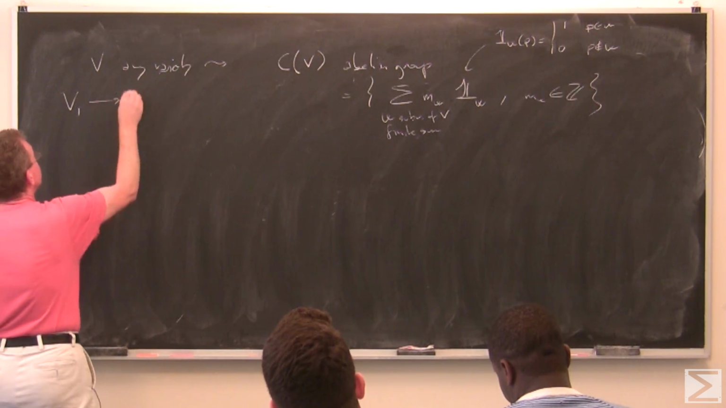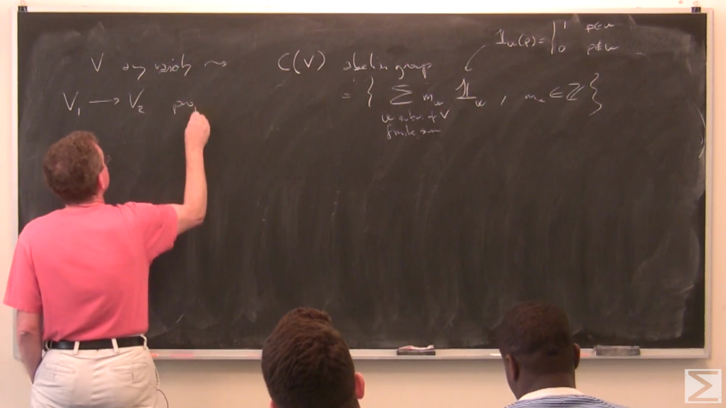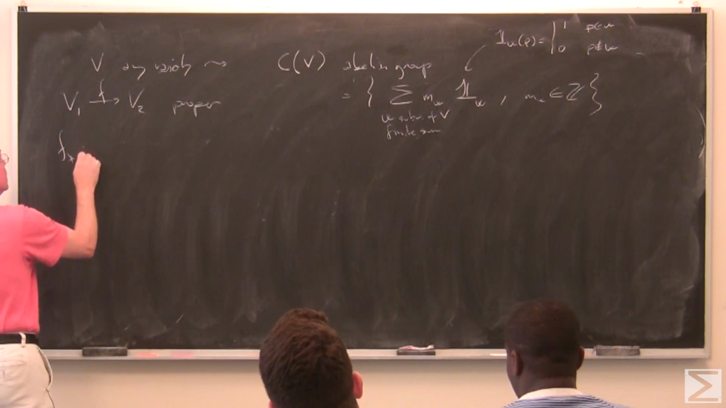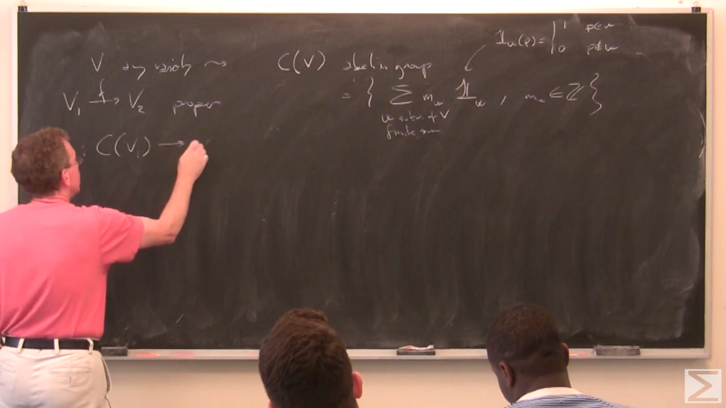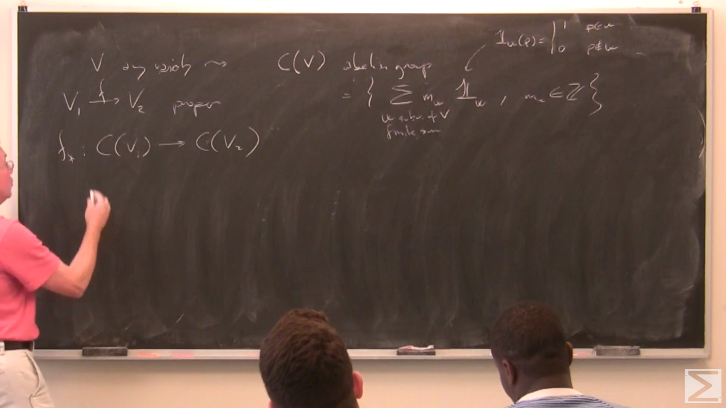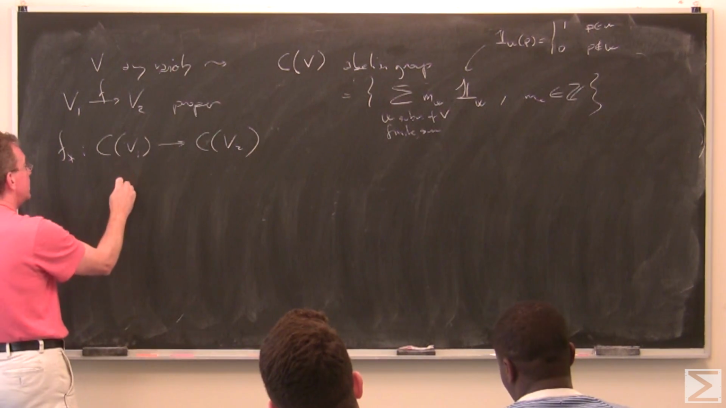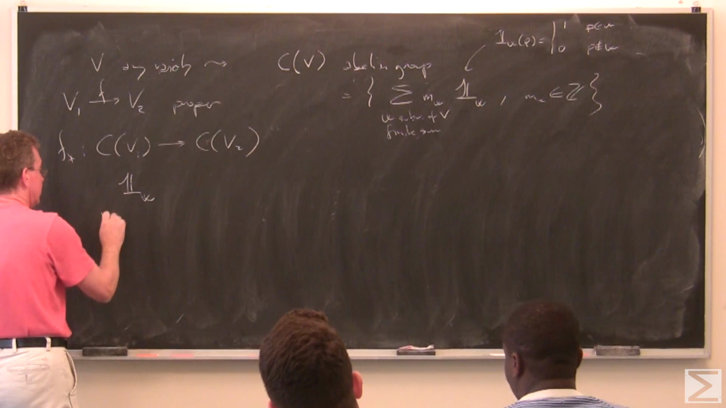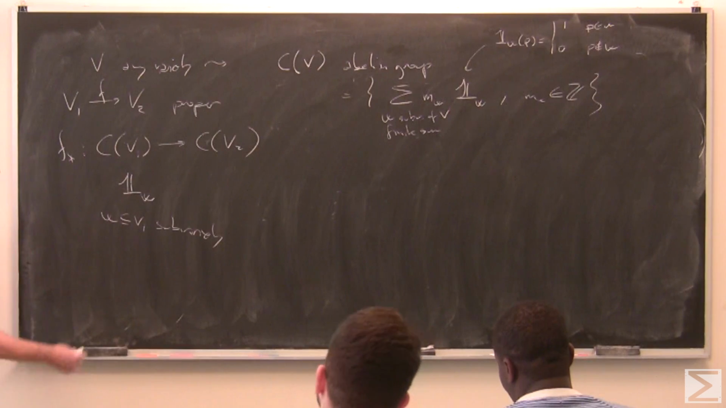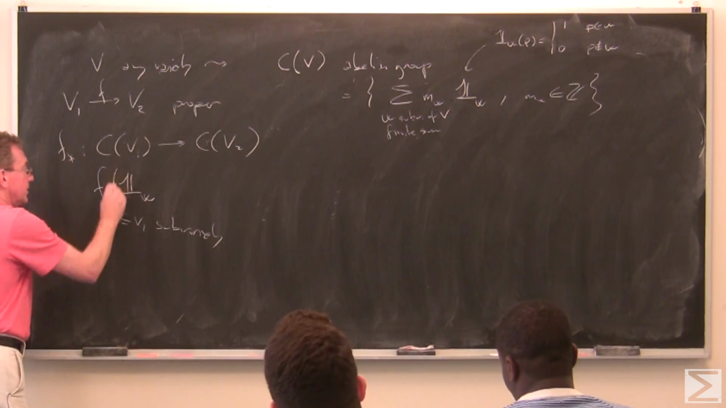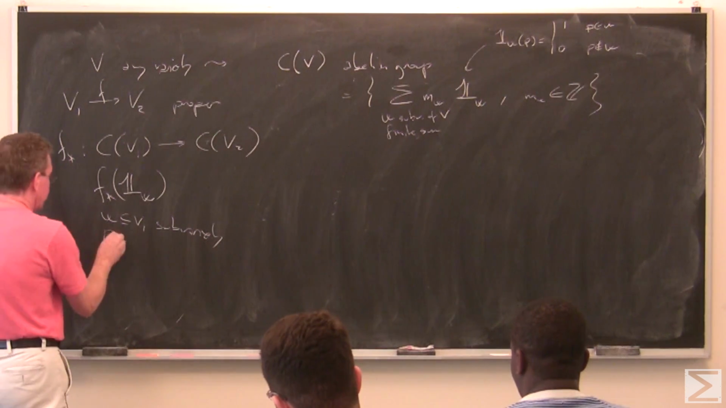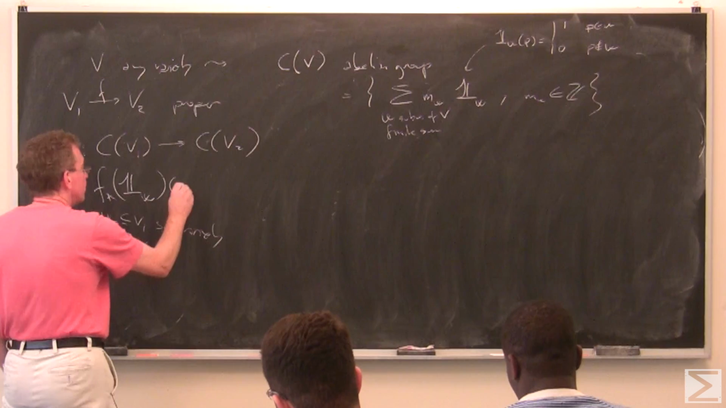If you have V1 going to V2, a proper map F, then you can define a push forward from the group associated with V1 to the group associated with V2, and it's easy to define it. What do I need to do? This group is generated by these guys. So it's enough, since this is a group, to decide what this function should be. And it's supposed to be a function, so it's supposed to have a value for P in V2, so I have to decide what this number is.